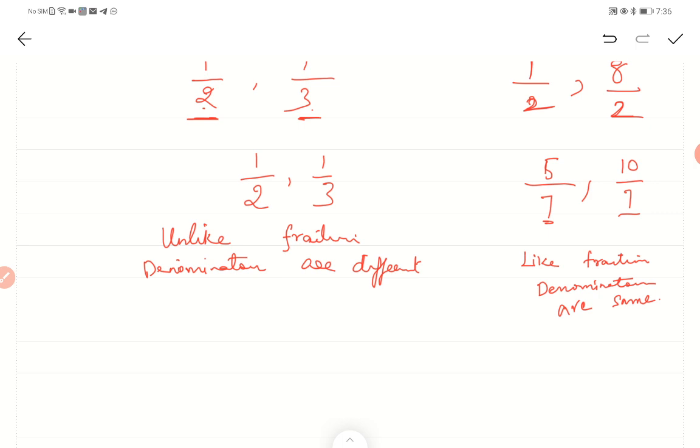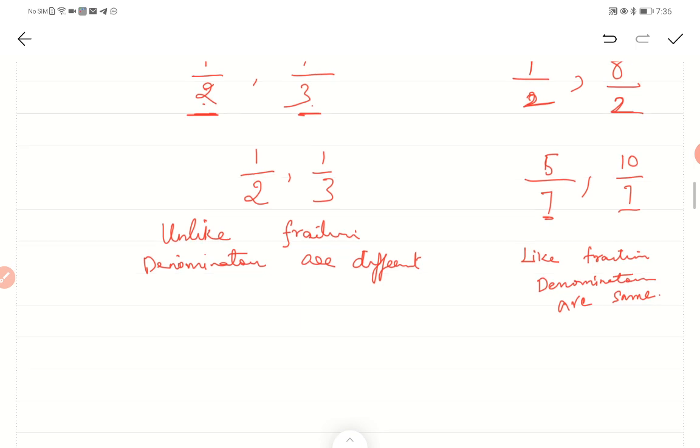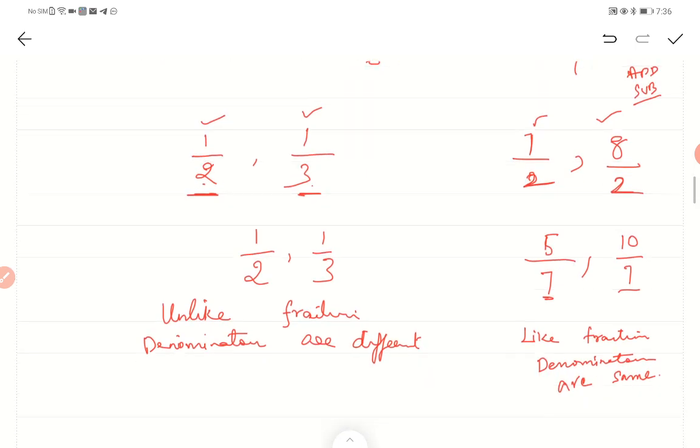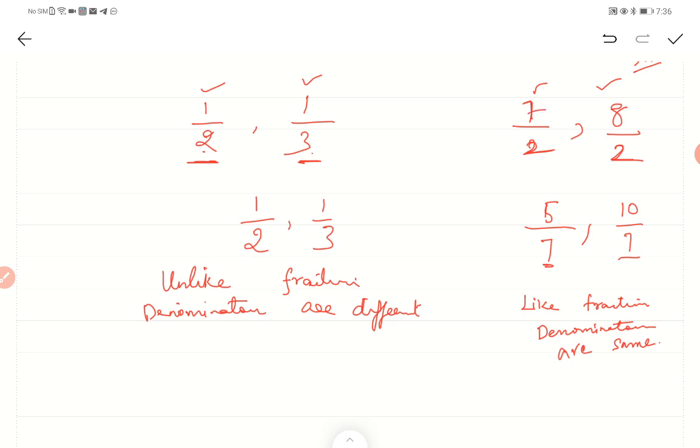And if you are comparing also, if I ask you which fraction is greater, then in like fractions it's easy to tell which fraction is bigger. Out of 7 by 2 and 8 by 2, 8 by 2 is the bigger fraction. How do you say that? Because the denominators are the same, now you compare your numerators. 8 is greater than 7. Therefore, 8 by 2 is greater than 7 by 2.